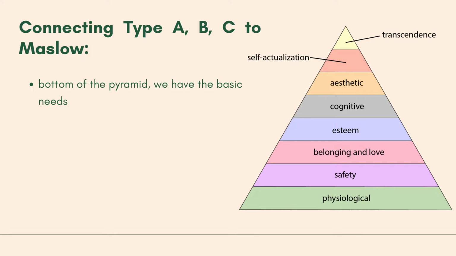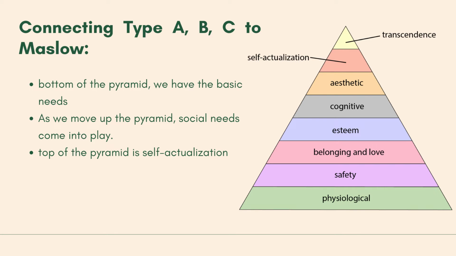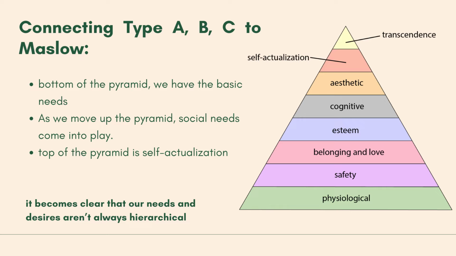As we move up the pyramid, social needs come into play. This is where type B motivations dominate: our relationships, the need to belong, and our self esteem. And at the top of the pyramid is self actualization, the desire to grow, learn, and fulfill our potential. When you look closely, it becomes clear that our needs and desires aren't always hierarchical as Maslow suggested. In reality, they are far more dynamic and flexible.